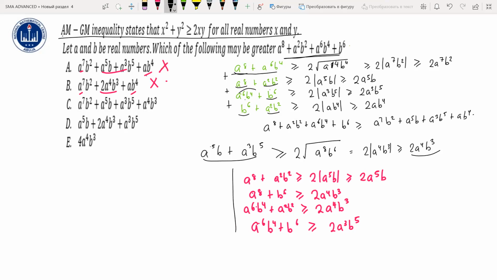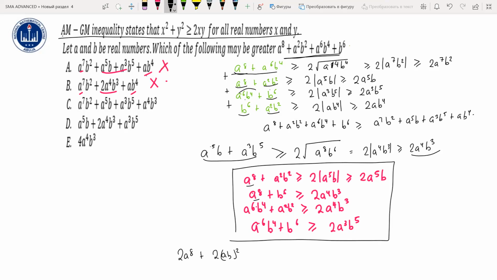Now similarly as we did to disprove the first option, we are going to add all these 4 inequalities together and collect like terms. I'll skip a lot of steps here. We have that 2a raised to power 8, a raised to power 8 occurs twice, plus 2a^2b^2 plus 2a^6b^4 plus 2b^6 is greater than or equal to 2a^5b plus 4a^4b cubed plus 2a cubed b^5.